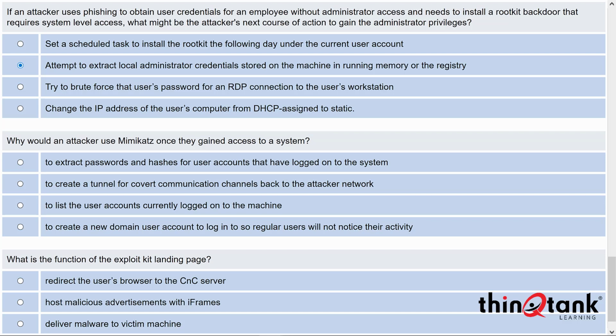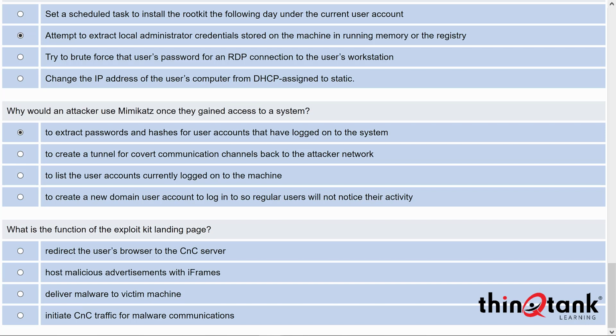All right. Why would an attacker use Mimikatz once they gained access to a system? I didn't really talk about that too much. I kind of glossed over that or skipped over that. But to extract passwords and hashes for user accounts that have actually logged into that system. That's what that tool is designed to do.